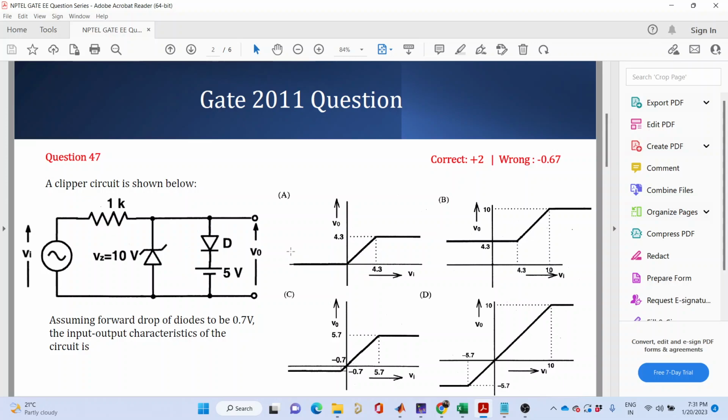Sir, at what condition means I'm not talking about any numerical value. When zener diode is reverse bias, and this diode D is conducting. If this diode is conducting, then again you will get 5 volt. You will not get V0 equal to Vi, right? Yes, sir.